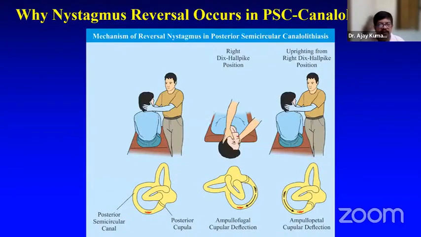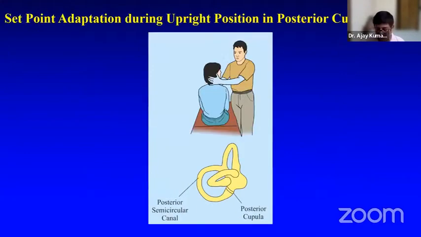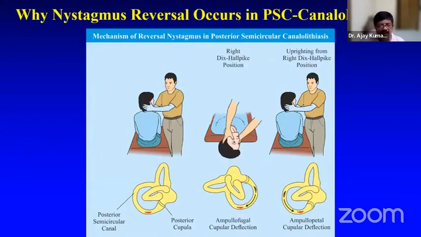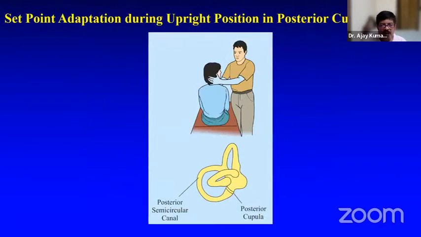So why does nystagmus reverse in posterior semicircular canalolithiasis? That you can see from this diagram. Initially, during the Dix-Hallpike test, there is an ampullofugal stimulatory movement of the otoconia, and on getting up from the Dix-Hallpike, the clot moves towards the ampulla, that is the ampullopetal cupular deflection. So when the patient is upright, you would wonder that this is the position of the posterior cupula, and the heavy posterior cupula should have an ampullofugal cupular deflection.